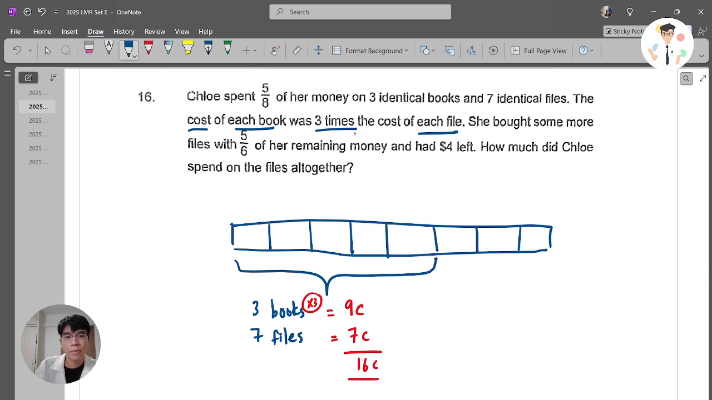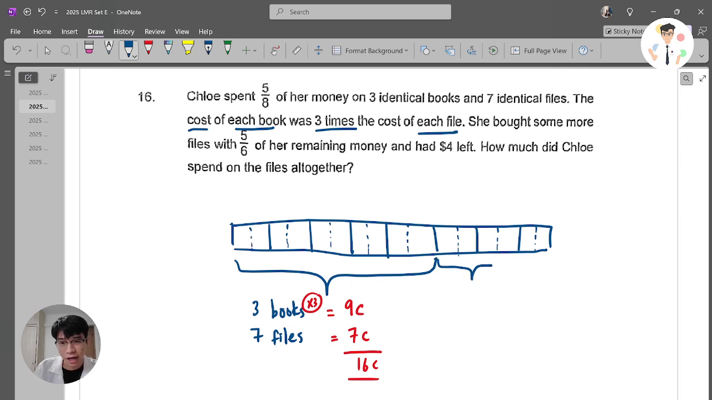She bought some more files with 5 out of 6 of the remaining money. Here says that 6 is remaining money, right? But here only 3. So means what? Means I need to cut into 6. But if I cut, I need to cut the rest also. Okay? Now, 1, 2, 3, 4, 5, 6.